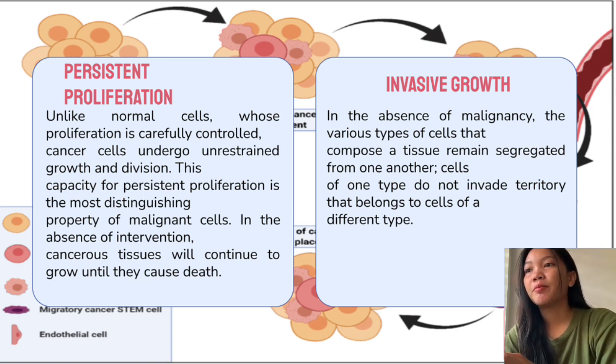An example of invasive growth is breast cancer. Breast cancer typically starts in either the milk ducts or the lobules that produce milk. Invasive breast cancer occurs when the cancer spreads into the other areas of surrounding breast tissues.